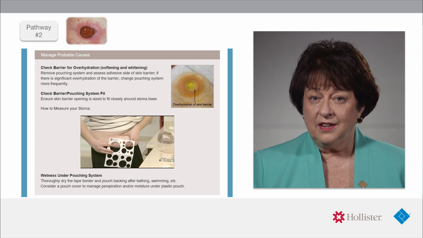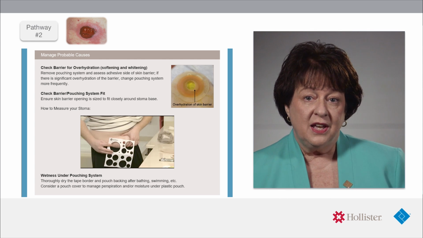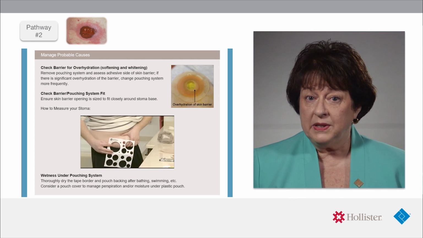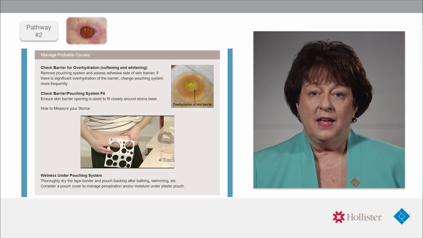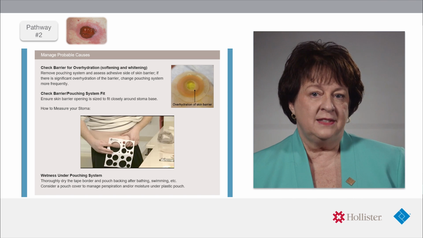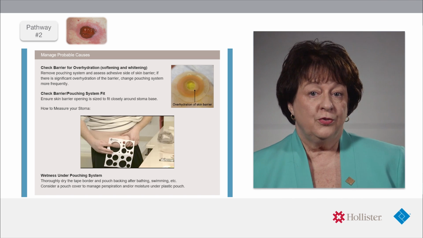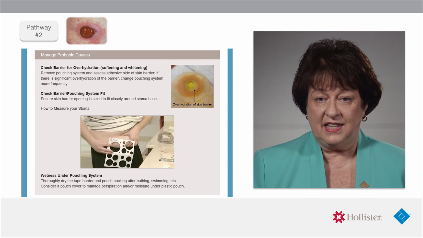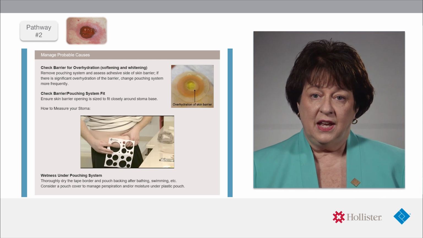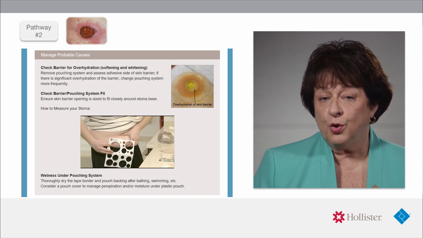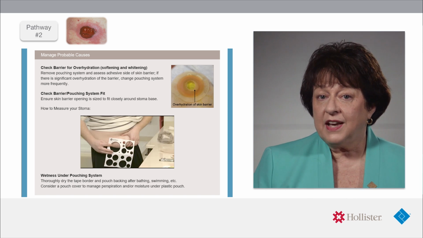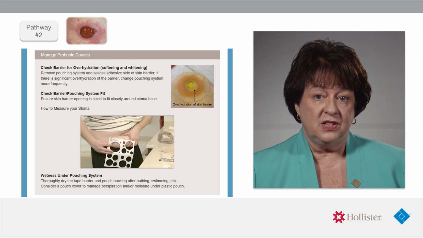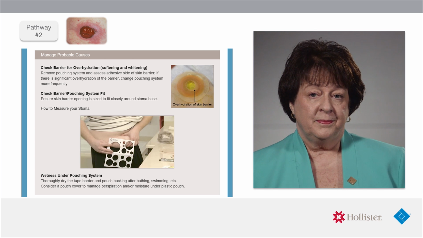The next thing the guide does is provide ways to assess and manage the probable causes of this peristomal skin condition. For our fungal rash that may have occurred due to moisture buildup under the pouching system, the guide has three main suggestions. First, it says to check the side of the barrier that adheres to the skin for overhydration and potentially change more frequently. It provides an image of what overhydration might look like.